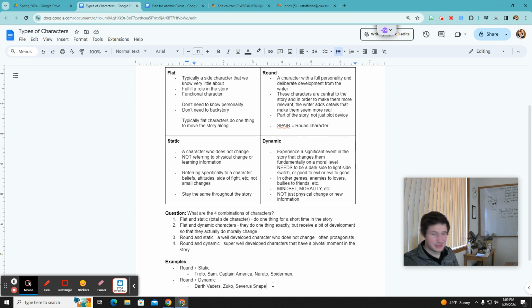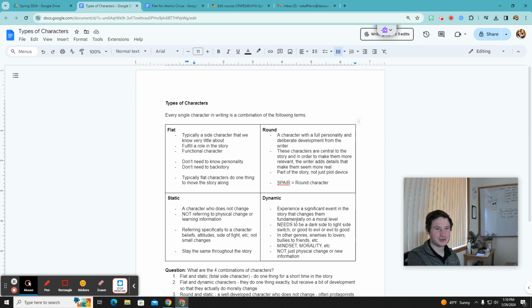I guess examples aren't my strong suit. So get onto Google. Google this. Examples of round dynamic characters. Examples of round static characters. I didn't invent this language. This language is used by writers across the world. So you can Google it and it'll come up with some results. Sorry, my examples are so weak, guys.